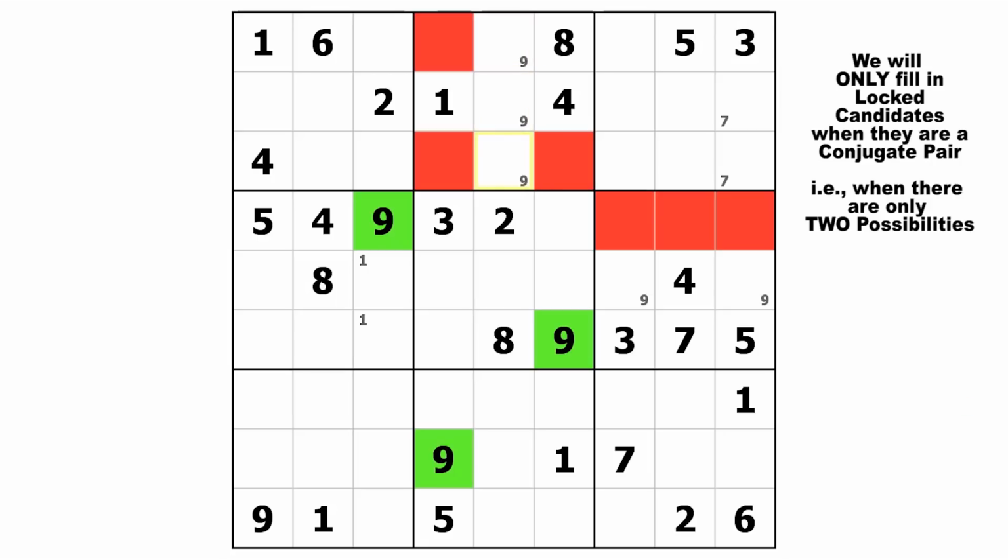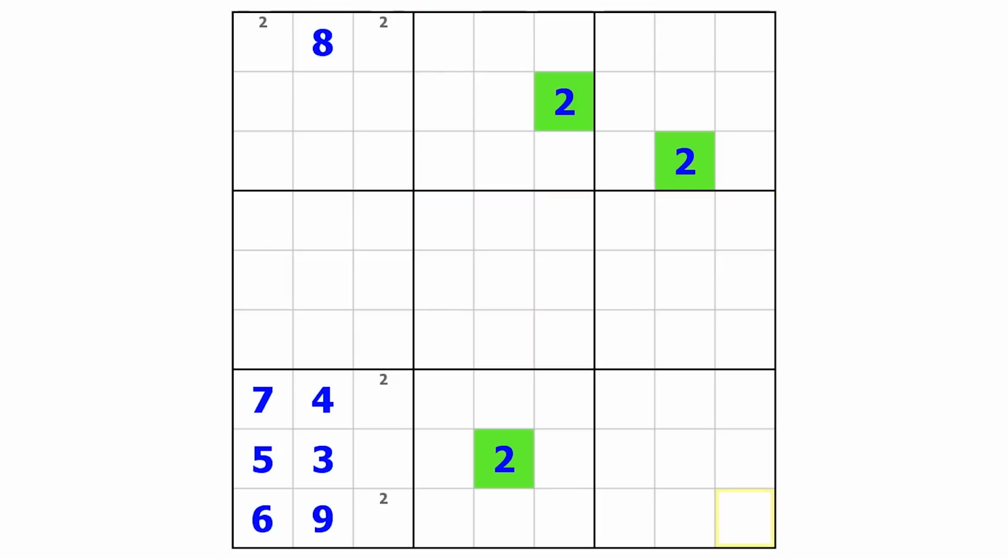But as I mentioned earlier, we will only be entering locked candidates when they are a conjugate pair, i.e. when there are just 2 candidates in the intersection and not all 3. This way, as soon as we discover that one of them is true, then we will know that the other one is false. And if we discover that one of them is false, then we will immediately know that the other one is true.